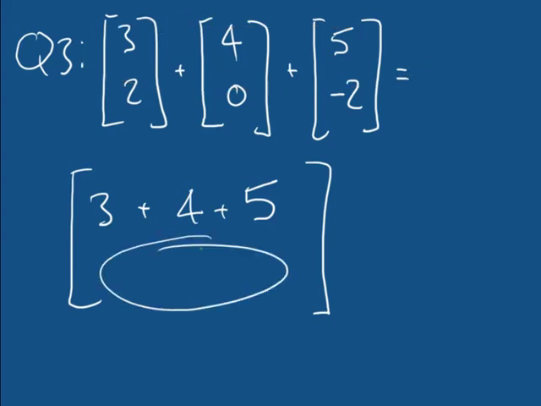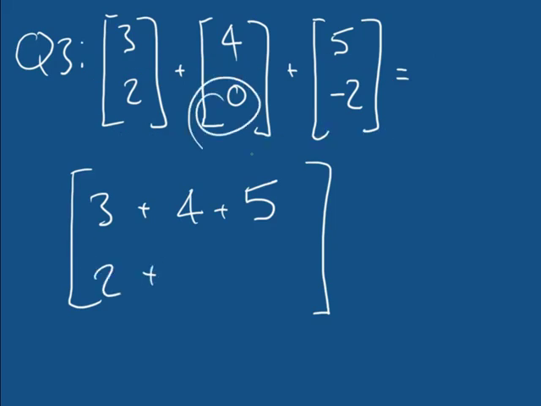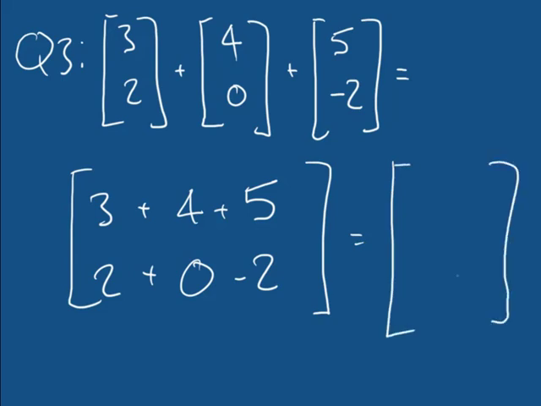For the second component of the result, we're dealing with the second components of our vectors. So working left to right, we're going to take 2, we're going to add to that 0, and then we're going to add to that minus 2, which means we're going to subtract 2. So this means the result is going to be 3 plus 4 is 7, plus 5 is 12, and then 2 plus 0 is 2, minus 2 is 0. So our resultant vector is 12, 0.